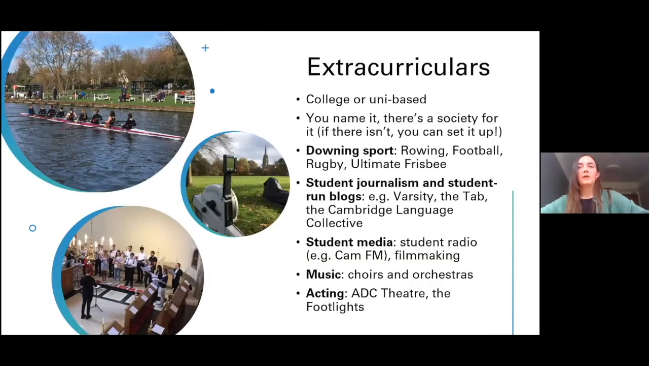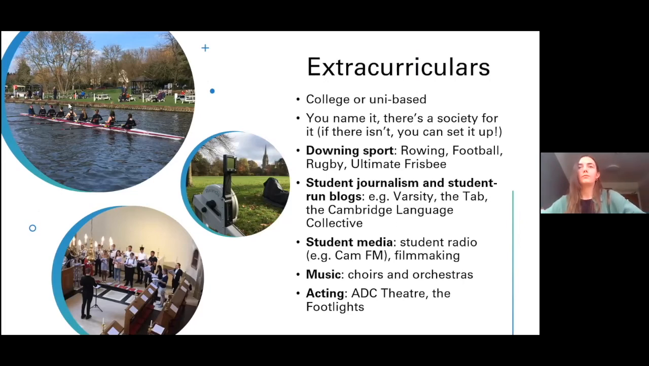And then just thinking about extracurriculars you could be involved with, this is definitely a big part of your time at university. And I really encourage people to get involved with extracurriculars because they can be a really good way to wind down and take some time away from your degree. And it can make you more productive in that sense because you'll enjoy your work more when you get back to it.